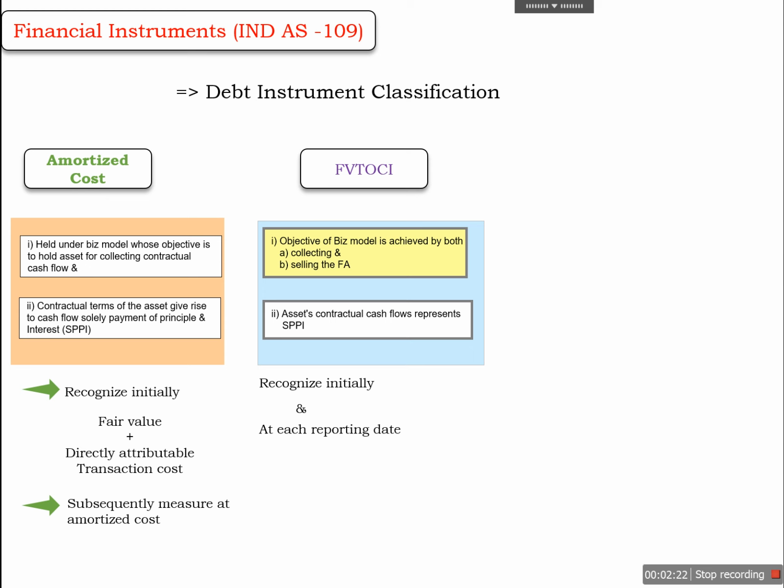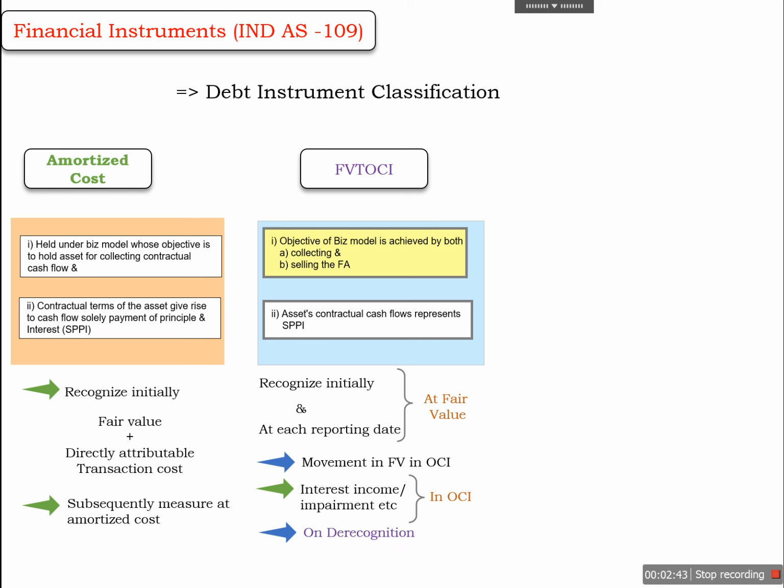In the case of FVTOCI, we need to recognize the financial asset initially, and at each reporting date, at fair value. Any movement in fair value is to be recognized in OCI. Further, any interest income, impairment, and forex gain or loss on the debt instrument, that is the financial asset, is to be recognized in OCI.